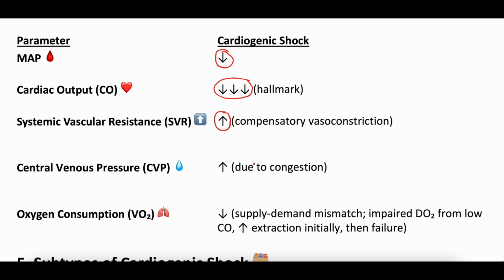Your central venous pressure is going to be high because all that venous blood trying to flow into the heart can't pump it all out. So you get kind of backflow, you get venous congestion, you get high CVPs. And then oxygen consumption is somewhat of a more advanced topic. We might do a separate episode on that. But in cardiogenic shock, you kind of have impaired delivery of oxygen, even though you're still extracting just as much. So that's going to lead to a low SvO2. But again, it's a little more complex.